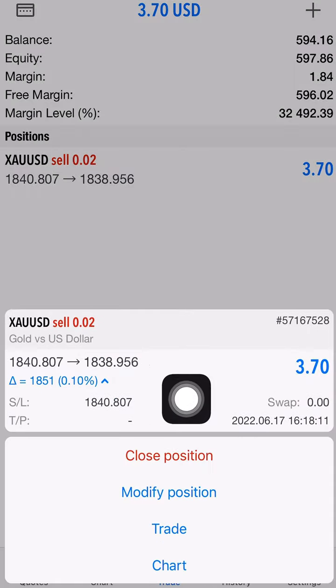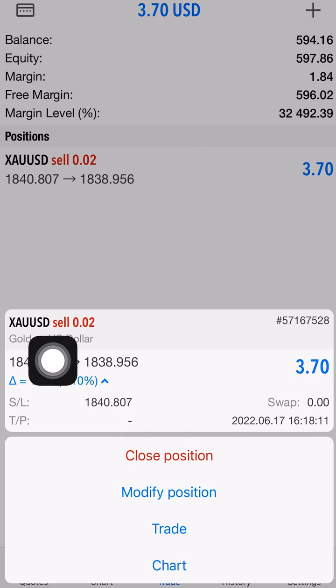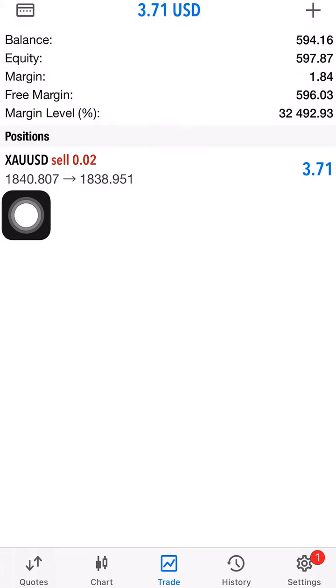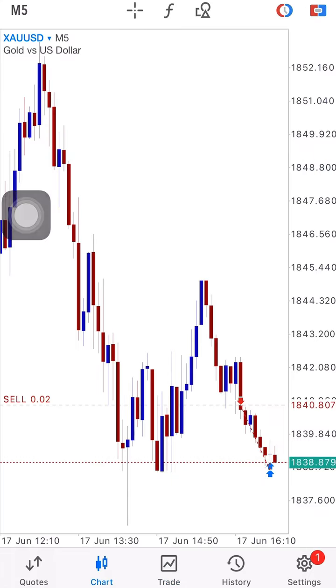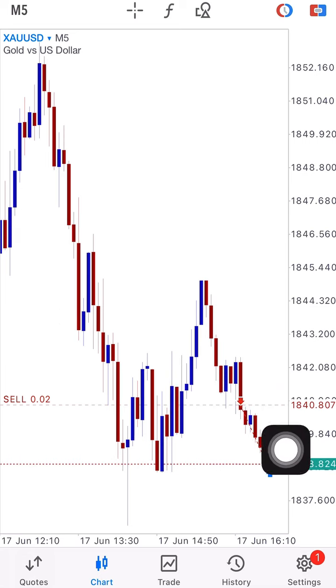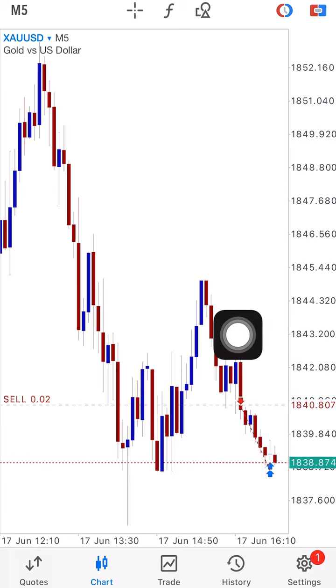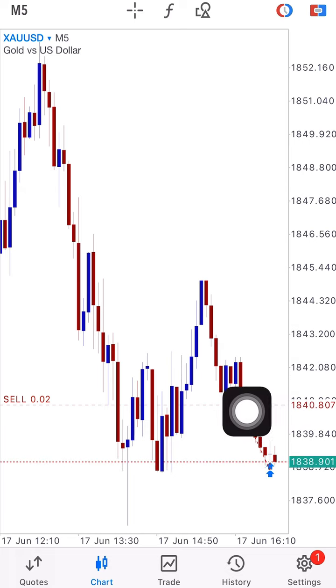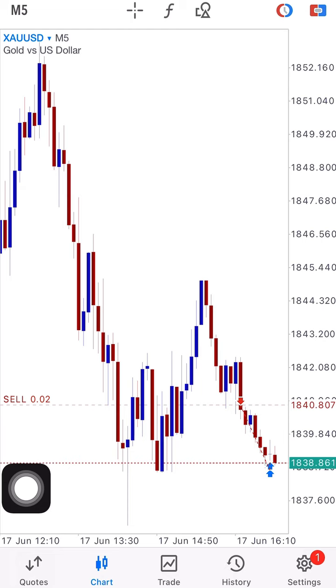Right now my entry price is the same as my stop loss. As you can see here, my stop loss is at 1840.807, the same as my entry price. You can only do this when the trade has moved in your favor. This trade moved in my favor and I shifted SL to entry. If the trade reverses and gets to the entry price, it will close automatically without losing anything, without gaining anything.